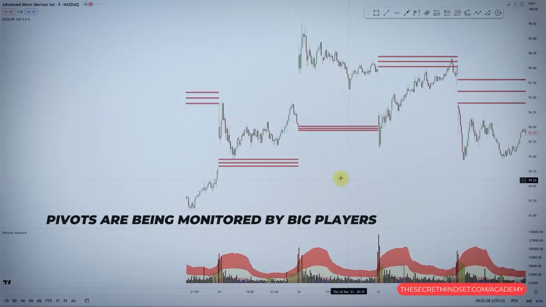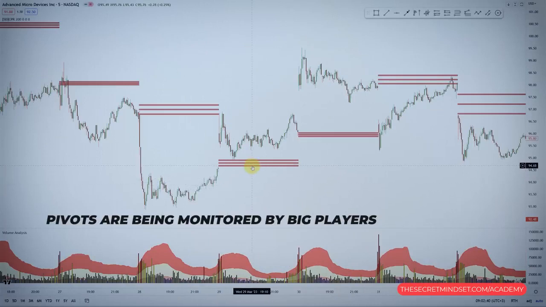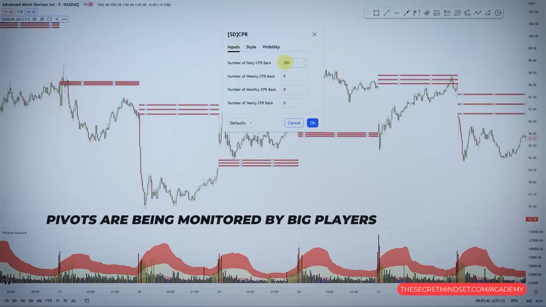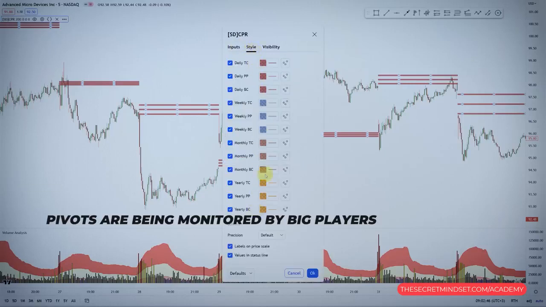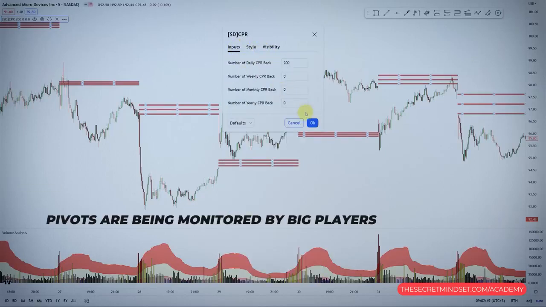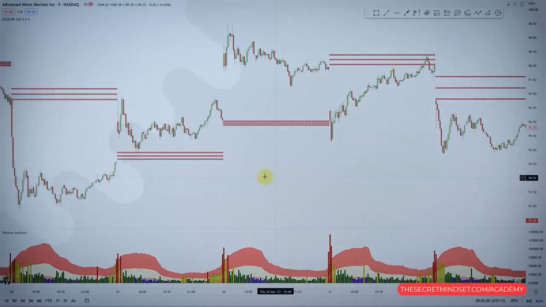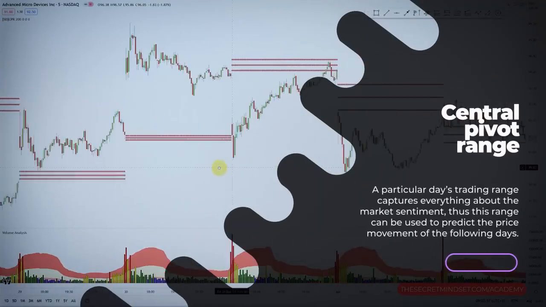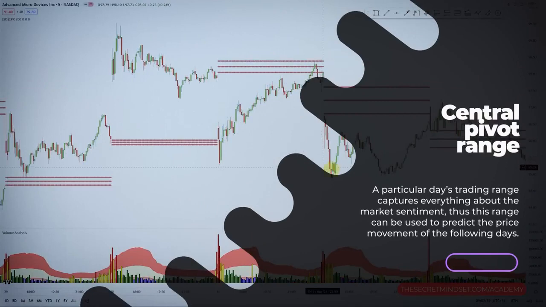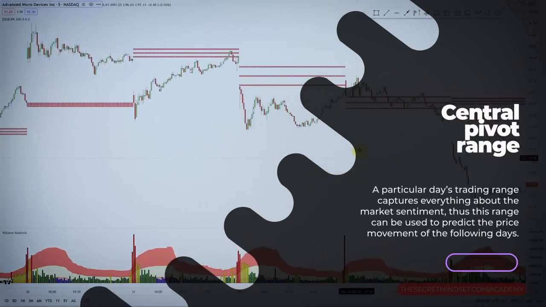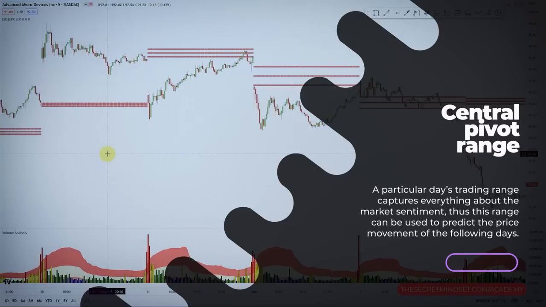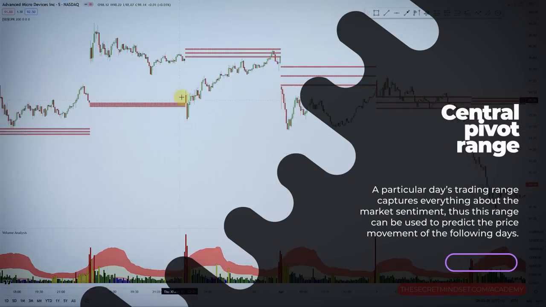In recent years, I focused on the central pivot range. I came to know about the central pivot range concept after reading The Logical Trader by Mark Fisher. CPR is a range of three lines, one above and one below the central pivot point. The fundamental idea behind this indicator is that a particular trading range captures everything about the market sentiment. Thus, this range can be used to predict the price movement of the following days.